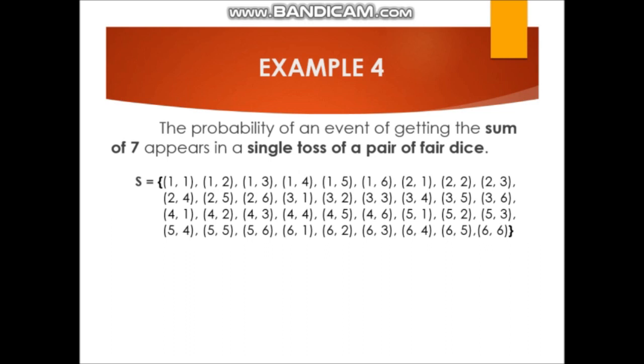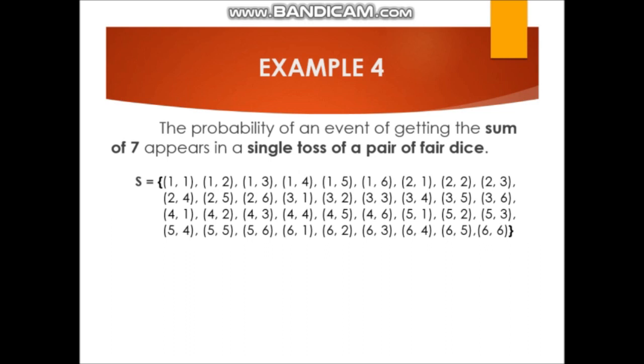But then the question in the problem is getting the sum of 7 appears. Now, out of these 36 pairs of numbers, ilan dyan yung pag pinag-plus natin is mag-i-equal sa 7? So obviously, 1 and 1 is not part of that because 1 plus 1 is equal to 2. And also, hindi rin kasama ang 1 and 2 because if we add those numbers, that is equal to 3.